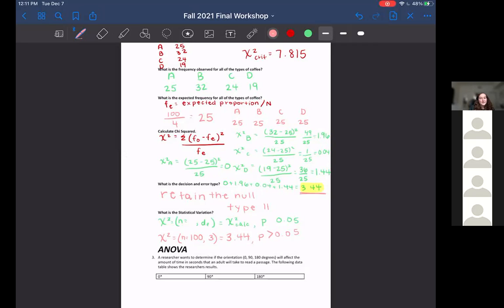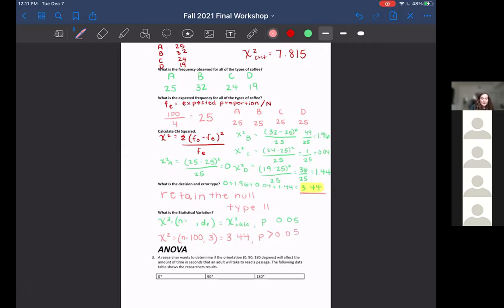It's always the opposite of what you think it is. At least for me, it's always the opposite. I feel like it should be less than, but it's the opposite. So it'll be P is greater than 0.05. Okay, does anyone have any questions on that before we move on to ANOVAs? No? Okay.